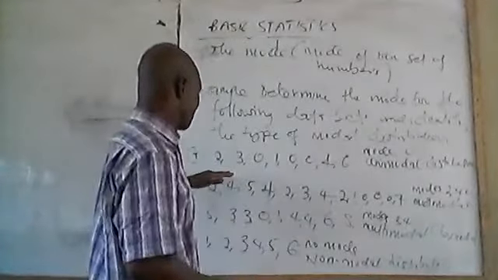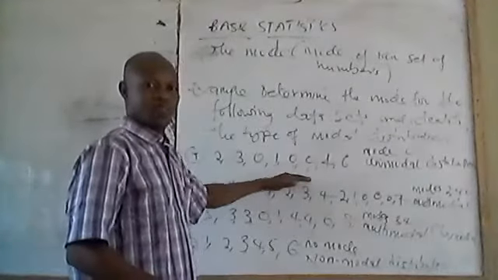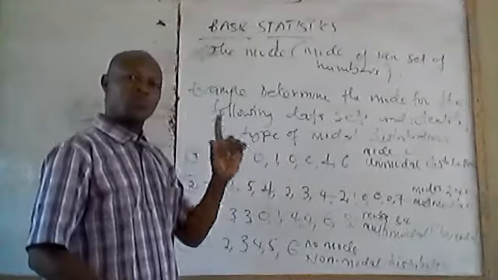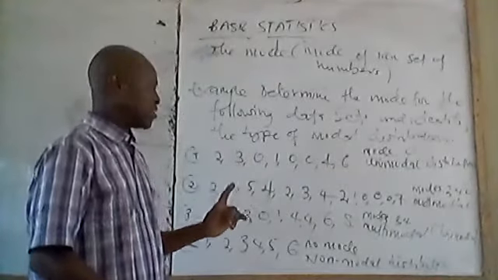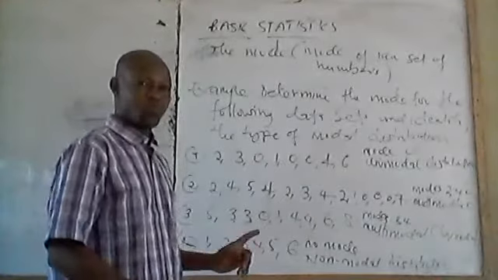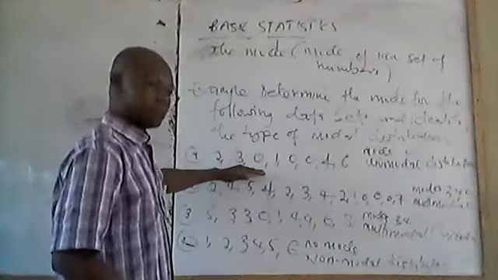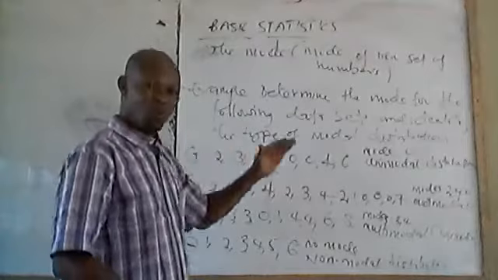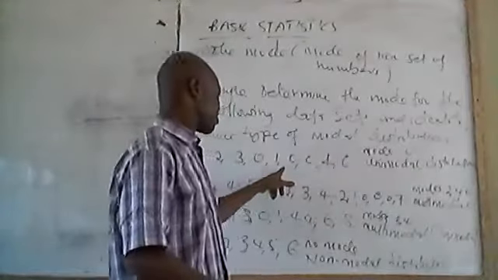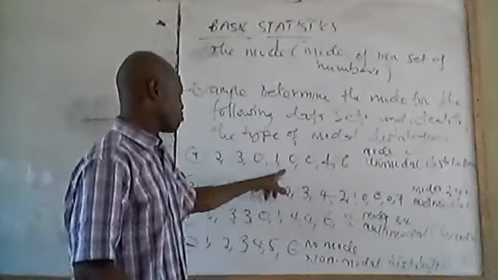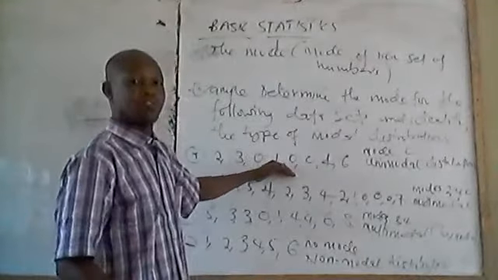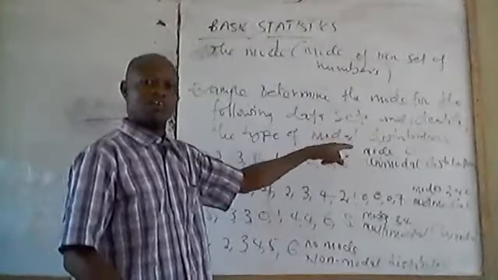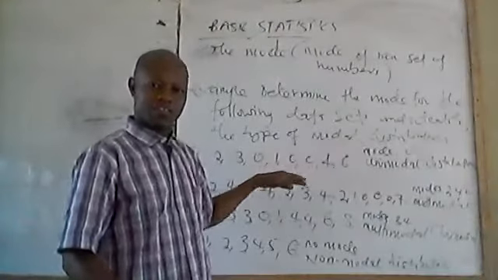If you examine this data set carefully, you can see that only one of the numbers has occurred more than the rest, and that number is 0. So in this data set, the mode is the number 0 that occurred 1, 2, 3 times. The rest have occurred less than 3 times. So the number 0 is the mode for this data set.